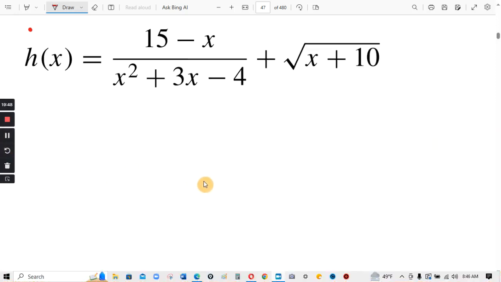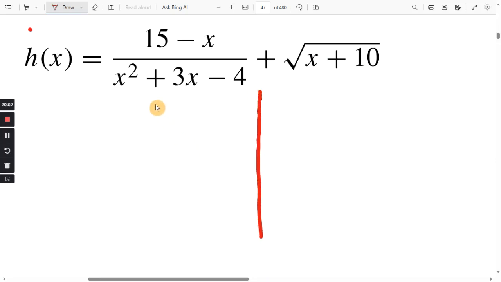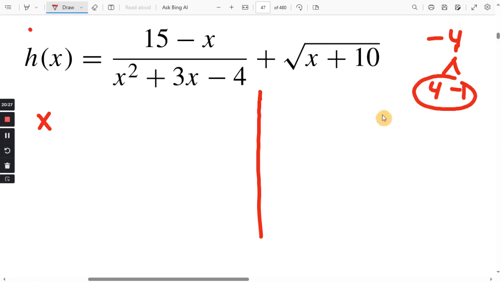Okay, here's an interesting problem, because this denominator cannot equal 0, and this radical has to be greater than or equal to 0. So it's almost like 2 problems in one. First, let's see where the denominator equals 0, because that can't be the case. So we're going to factor this and set it equal to 0. We need two numbers that multiply to -4 and add to 3. If we write out the factors of -4, we have 4 and -1. Those two add to 3. So x plus 4 and x minus 1, that is equivalent to what we have in the denominator.